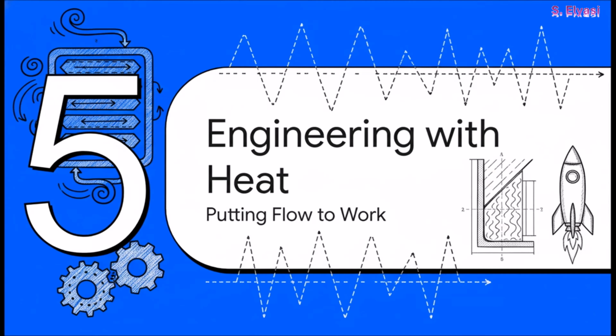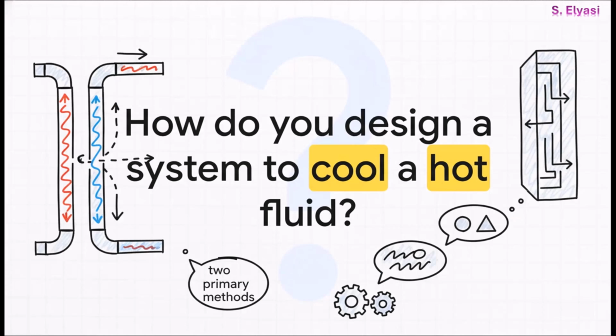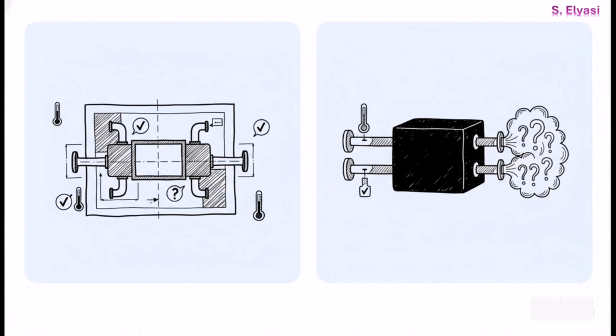Okay, so now that we've decoded these 3 languages of heat, let's take a look at how engineers actually use them to solve real-world problems. Well, a classic challenge in engineering is designing something called a heat exchanger. It's just a device that transfers heat between 2 fluids without letting them mix. But how do you figure out the right size or predict how well it's going to perform? Well, engineers basically have 2 main tools they can use for the job. And the choice between them really depends on your goal.